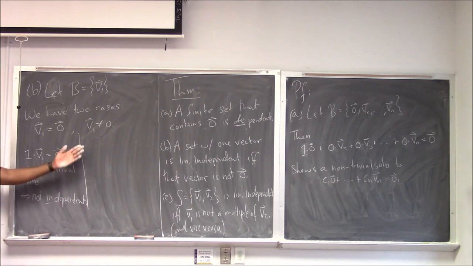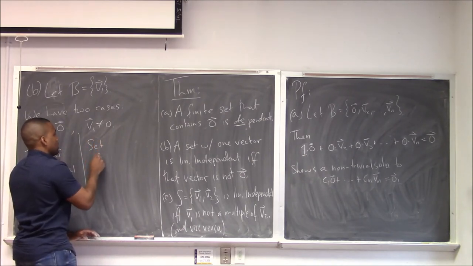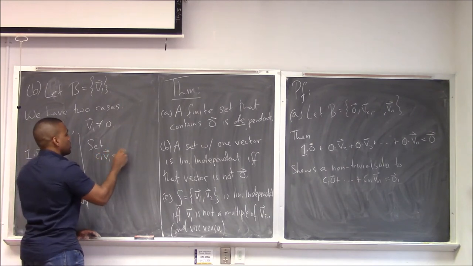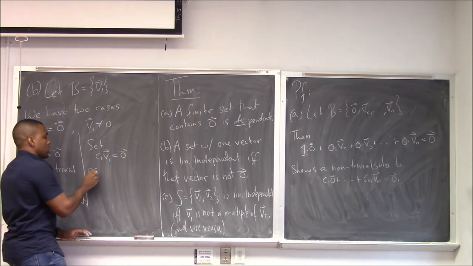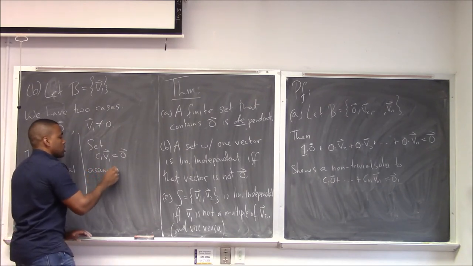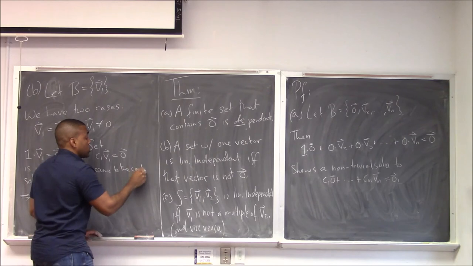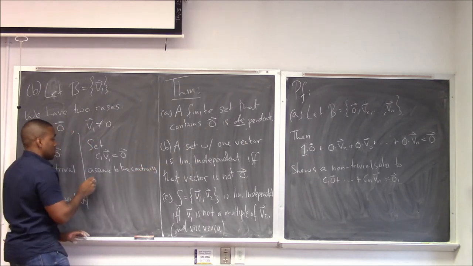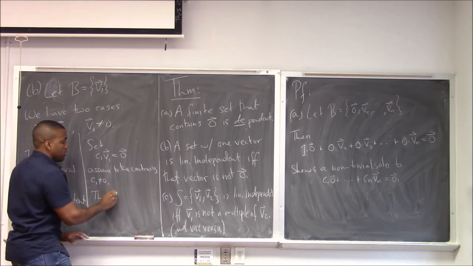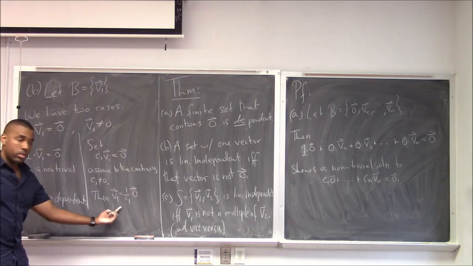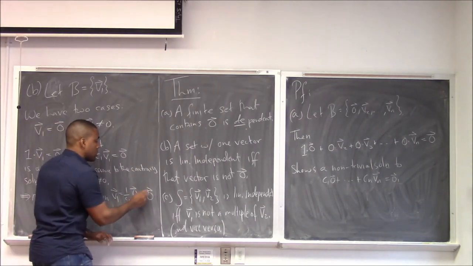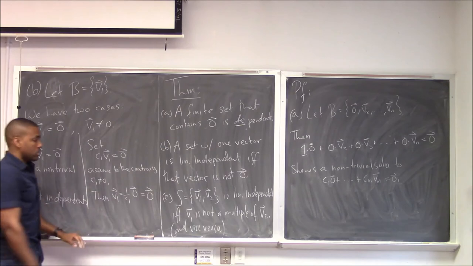How do you deal with this case? Set C1 V1 equals 0. Assume to the contrary there's some non-zero solution. Then I would be able to write V1 equals 1 over C1 times the zero vector. We have a theorem that tells us that is the zero vector, but we assumed it was not the zero vector.